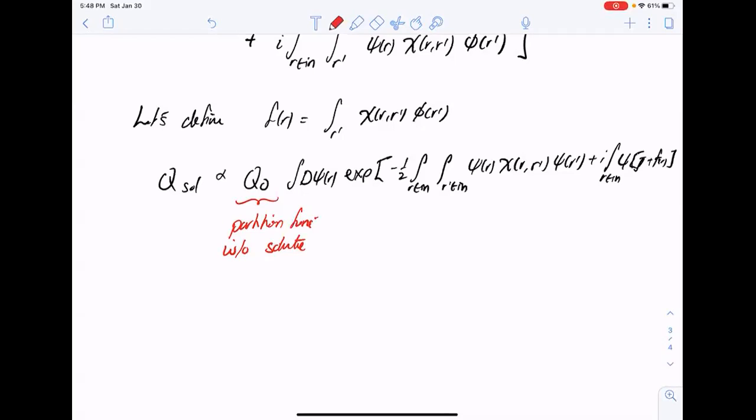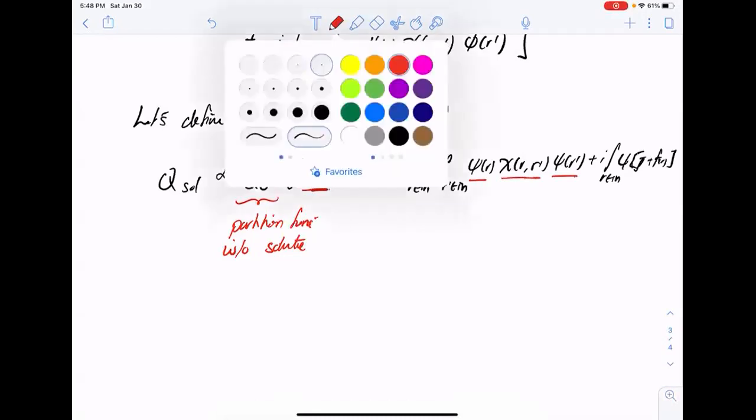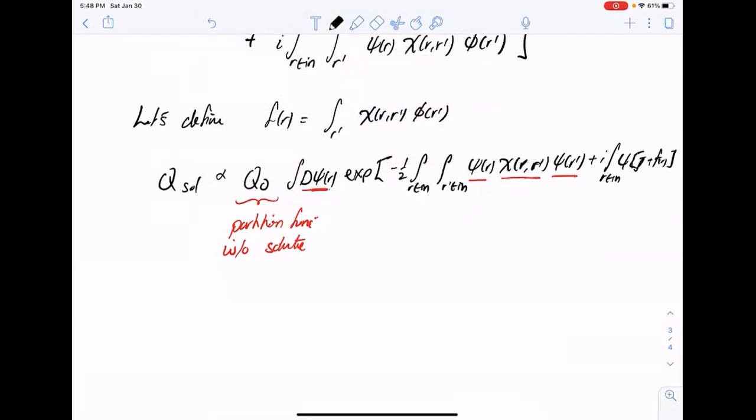We don't want an answer with that field still there, so we have to perform the integral over psi of r. In principle, that sounds like a complicated thing to do, but note the structure. The functional integral over psi of r is bilinear in psi with a chi of r and r prime sandwiched in the middle, and a linear additional piece. So overall, it's just another Gaussian distribution, now in the psi variables, which means that we can integrate them out further.